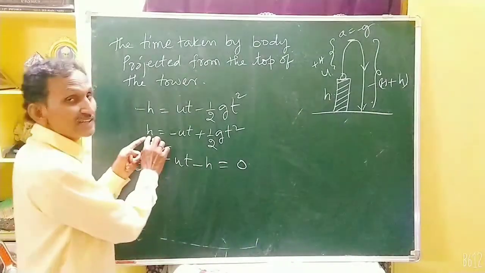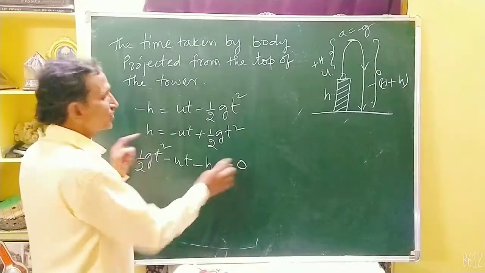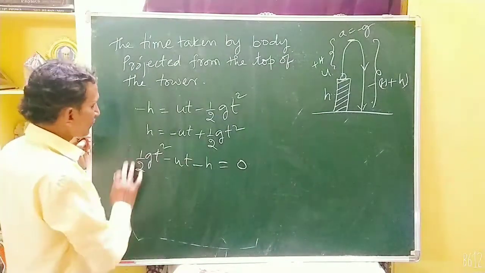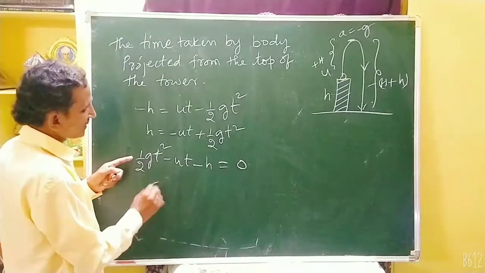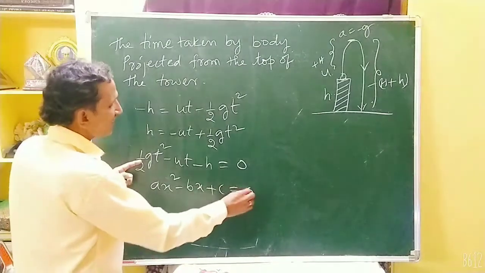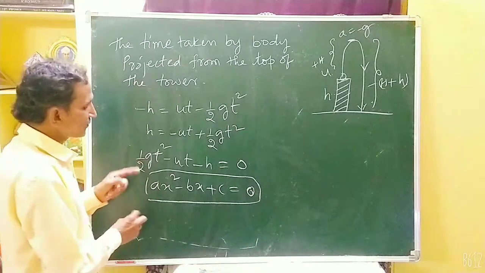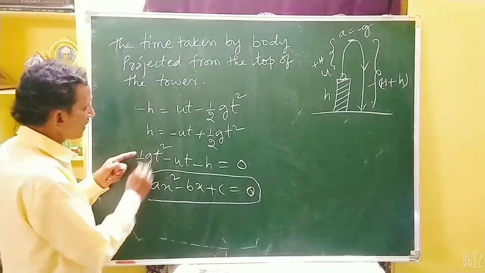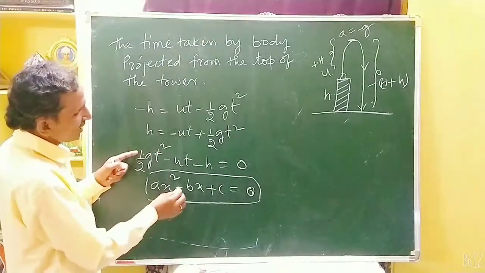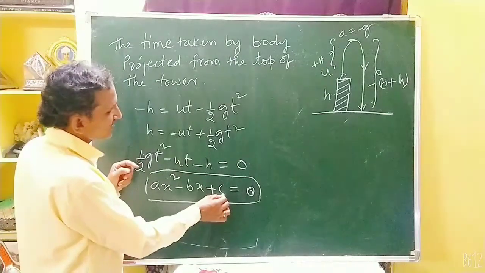So plus h, when it is taken to the other side, will become minus h, and I am equating to 0. Now this equation is in the form of a quadratic equation, like ax square minus bx plus c. In mathematics we have a standard formula. Now what is the value of a here? A is equal to half g, x square means t square, and minus b is equal to minus u, x means t, and the constant term is h.